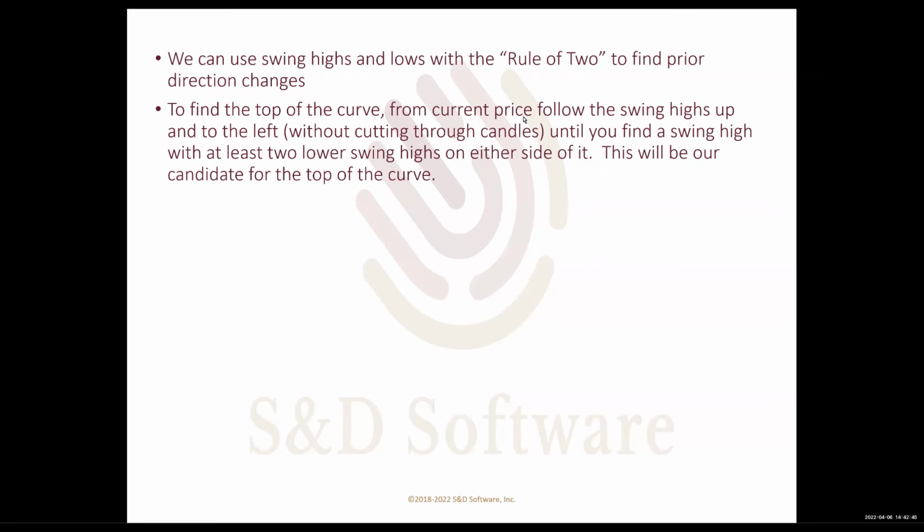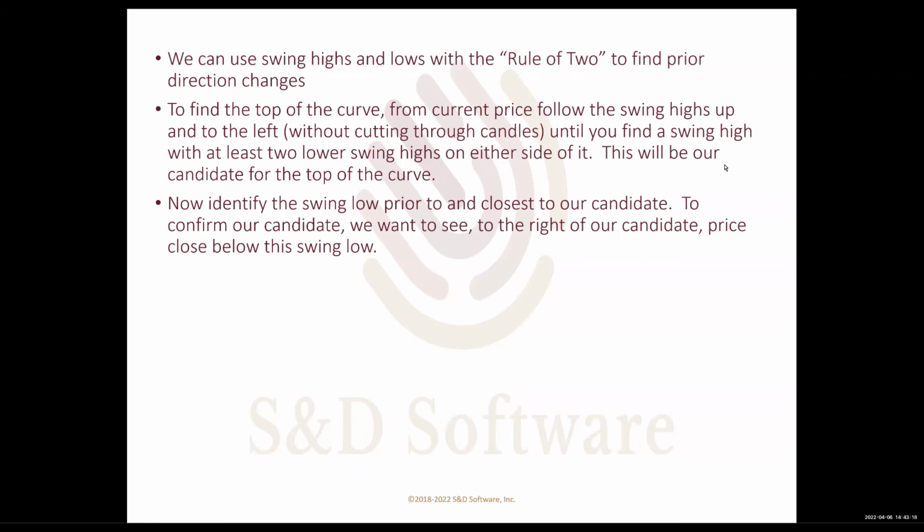So to find the top of the curve, we're going to start from current price, and we are going to be looking at swing highs. And we're going to go up and to the left without cutting through candles, looking for a swing high that has at least 2 lower swing highs on either side of it. And this is going to be the candidate for the top of the curve.